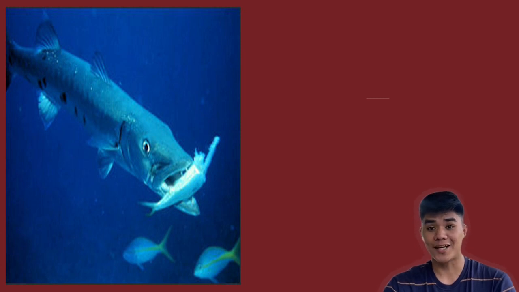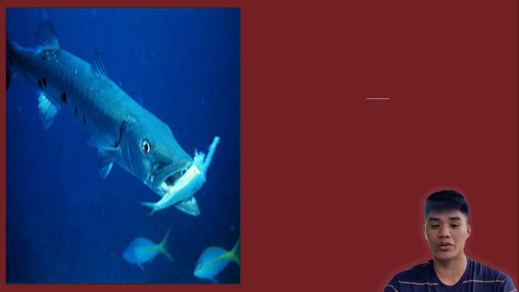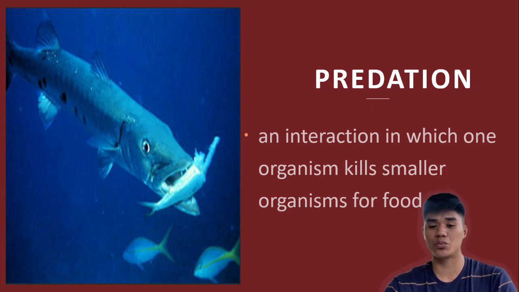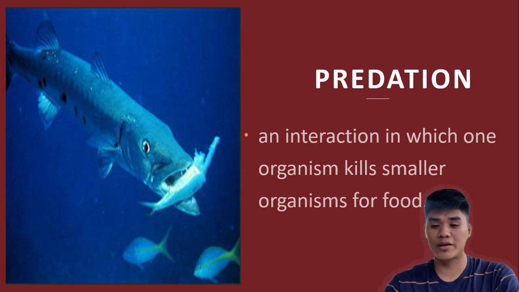So what have you observed in this picture, class? That's right, this picture shows that the small fish gets eaten by the bigger fish, what we call a barracuda fish. The barracuda fish is dangerous because this creature eats smaller fishes. It also attacks humans. So this interaction is called predation, an interaction in which one organism kills smaller organisms for food.